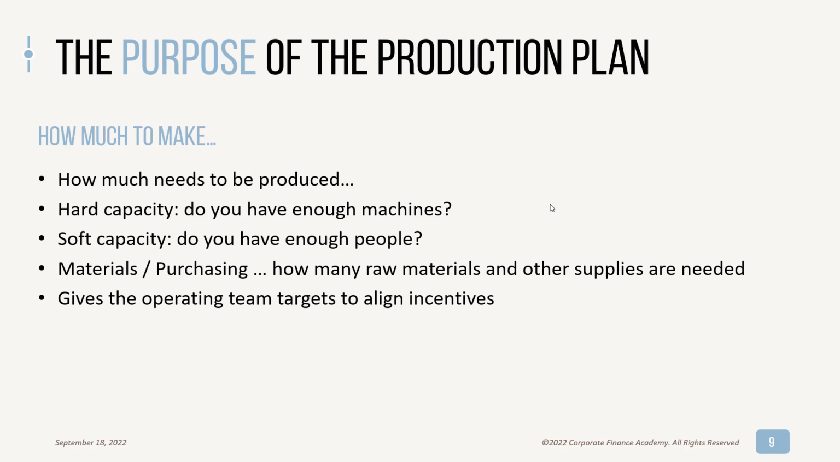And when we talk about the purpose of the production plan, similar to the sales plan, it gives the operating team targets so that they can align incentives. And it's going to be things for them like, how much did you produce? What was your on-time delivery to your customers, your fulfillment, scrap in your manufacturing lines, all those sort of things.